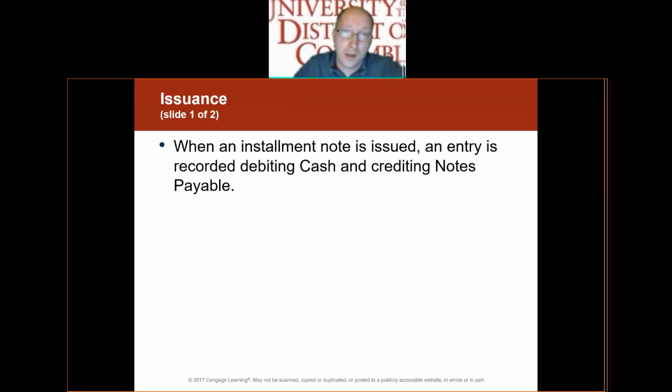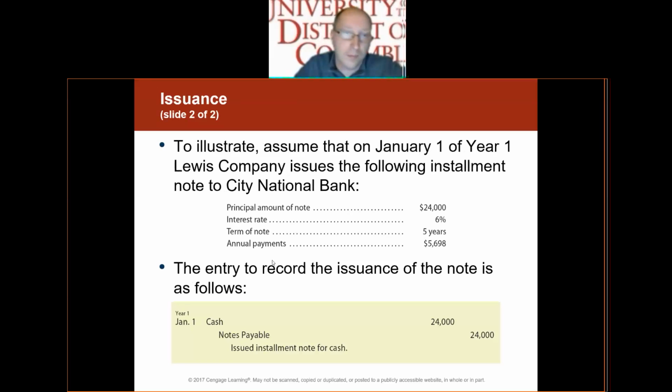When an installment note is issued, an entry is recorded by debiting cash and crediting notes payable. To illustrate, we have this example. This company issues the following installment note to Citibank. Principal amount is $24,000. Interest rate 6%. Term of the note 5 years. Annual payments $5,698. $5,698 for the 5 years covers the principal plus the interest.